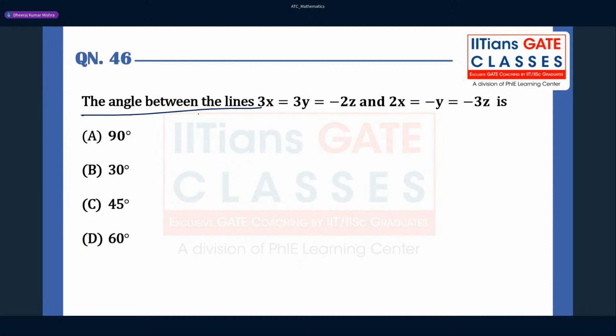Now, angle between two lines. There are two lines. One line is 3x = 3y = minus 2z, and the second line is 2x = minus y = minus 2z. What is the angle here?